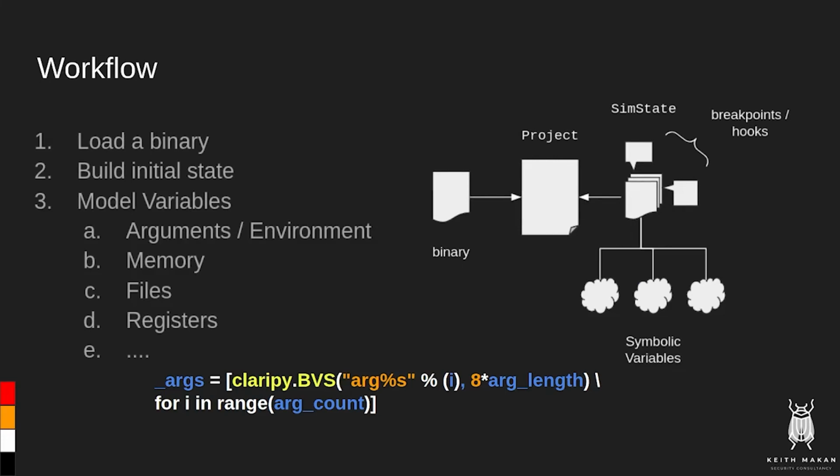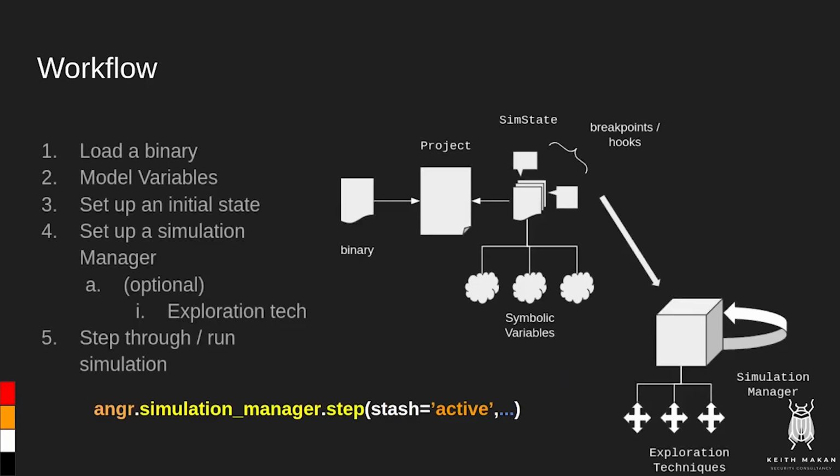So you build the state, you model your variables. This is already shown in the previous slide, but modeling variables means modeling files, registers, memory, environments, and what have you. And once you have your binary loaded and your environment modeled, you can just step through the simulation manager. This is straightforward. You go simgr.step, and you tell it, hey, the stash I want to step is this stash. It doesn't have to be the active stash. It can be the unconstrained states. It can be the unsatisfiable states. But for argument's sake, by default you'll be stepping through the active states.